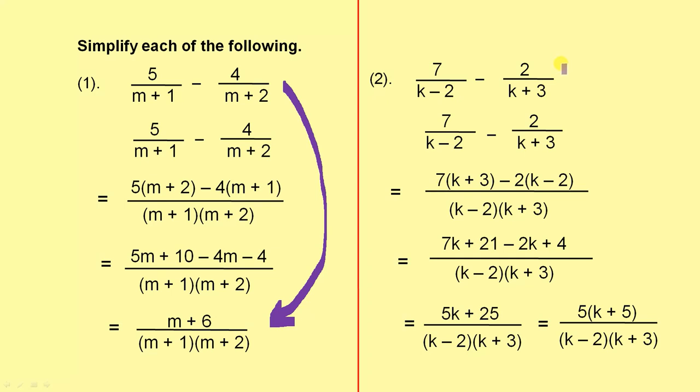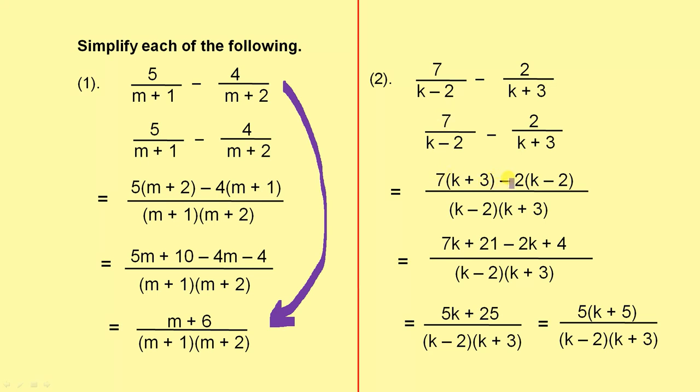So for example number 2, we have an algebraic fraction minus another algebraic fraction. So I've rewritten it here, and the lowest common multiple is the product of those two. That's there. After we divide k minus 2 into there, we get k plus 3, and then we multiply it by 7, which gives us that part.